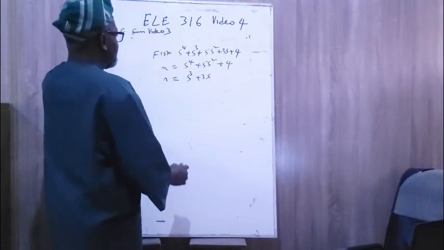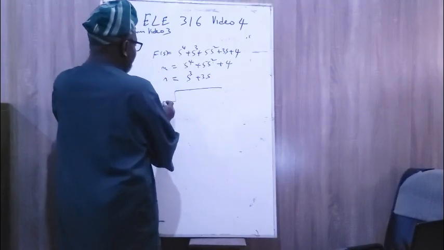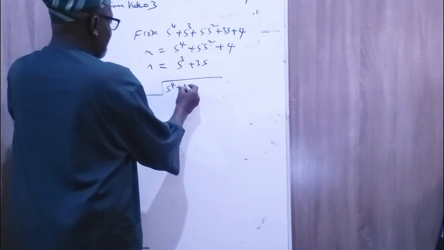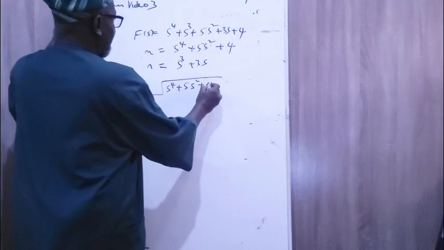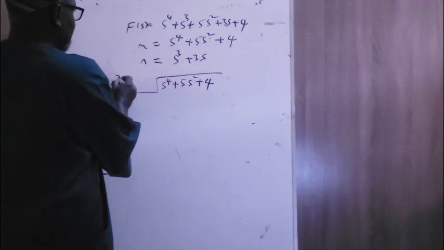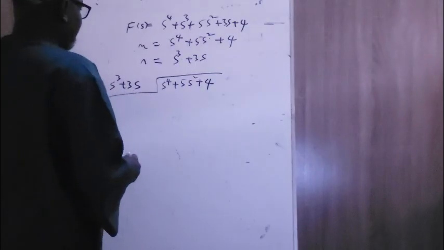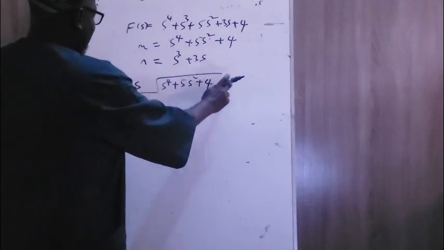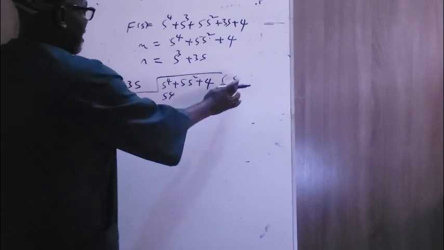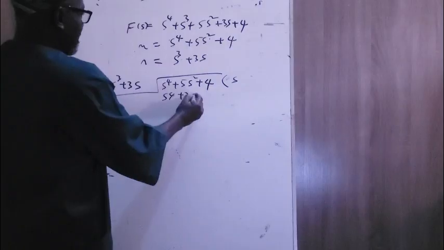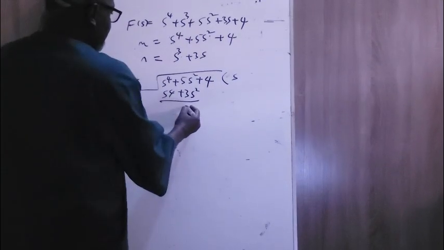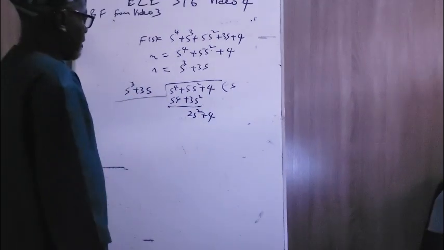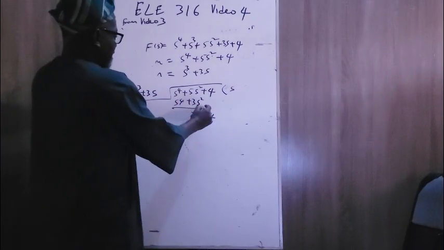Now, the next thing you do is to divide. When you are dividing, you bring the largest one, s4 plus 5s squared plus 4. Then you use s cube plus 3s here. S cube in S4, we are going to have s. S multiplied by s cube will give me S4. S multiplied by 3s will give me 3s squared. When you subtract, you're going to have 2s squared. Bring down 4.